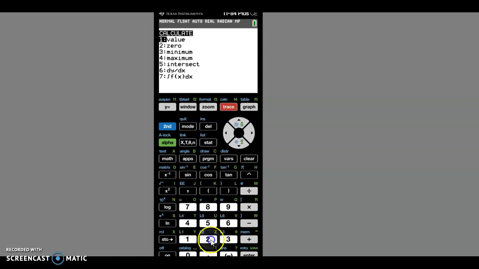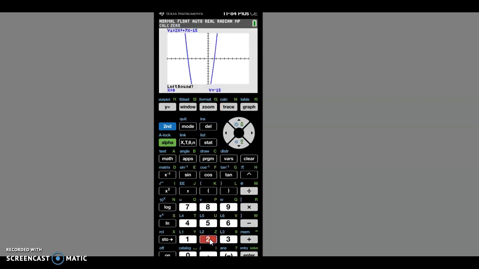So if you pick number 2, it says left bound. What that means is go somewhere to the left of where it's crossing the x-axis. Hit enter. Then it says right bound, so go somewhere to the right of where it crosses the x-axis. Hit enter. It says guess. I never take a guess, right? You can if you want to. I just hit enter and it's going to tell you the answer. So where y is 0, this one is not so ugly, x is 1.5.